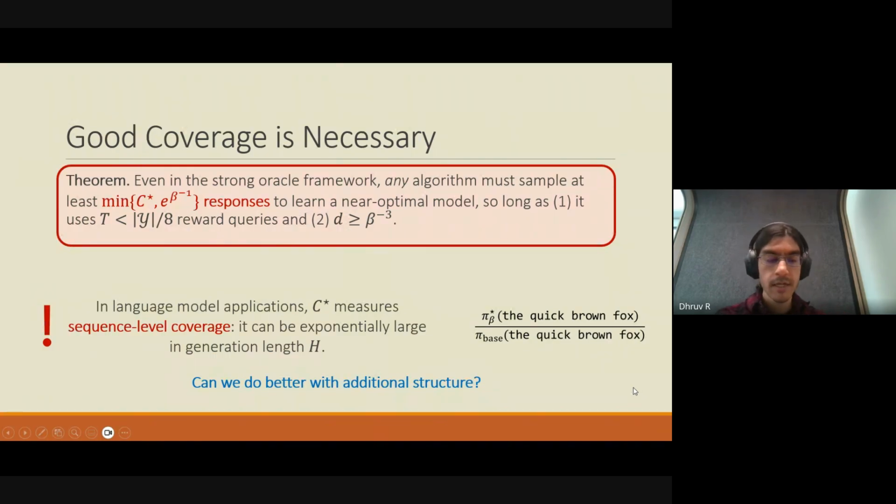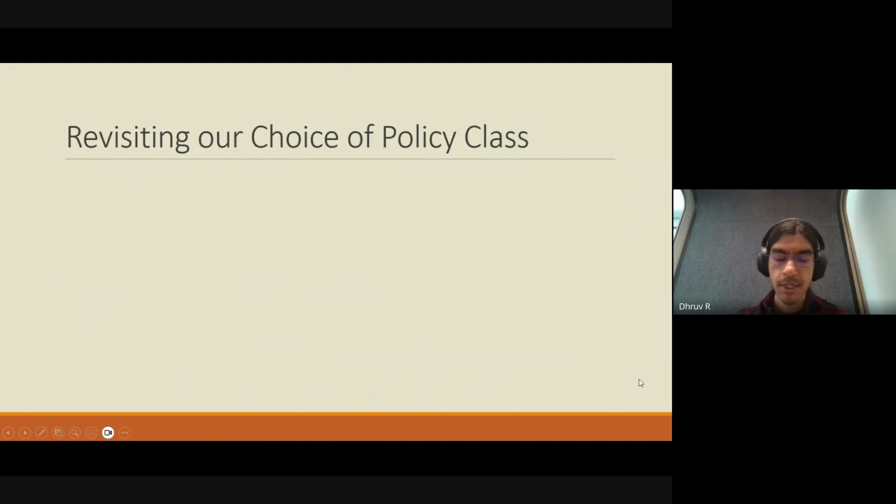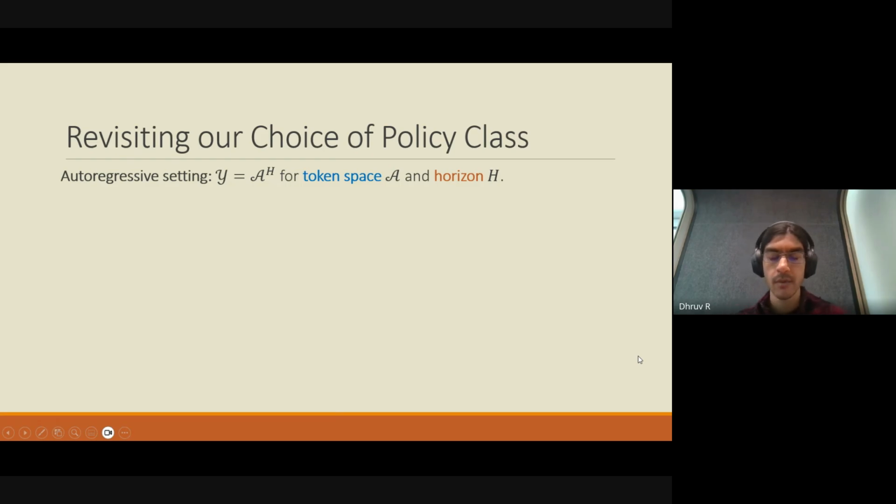So in this part, we're going to discuss if we can do better with additional structure. In particular, we need to revisit our choice of policy class to actually exploit the fact that we're working in an autoregressive setting. So here we're going to talk about the response space for our language models being the space of sequences, where the tokens live in some token space A, and the horizon is some fixed h. So we're considering fixed length h sequences with tokens coming from A.